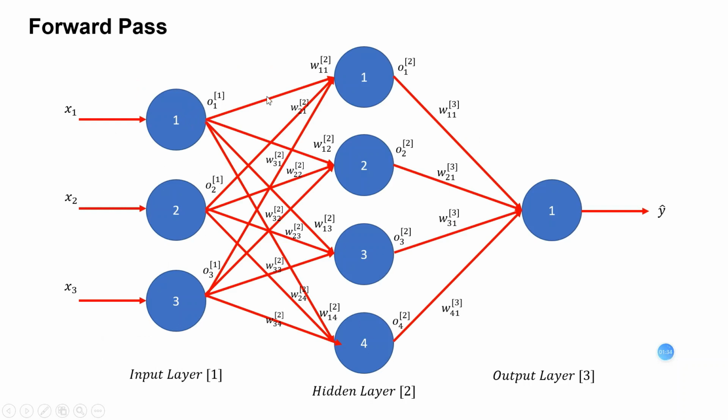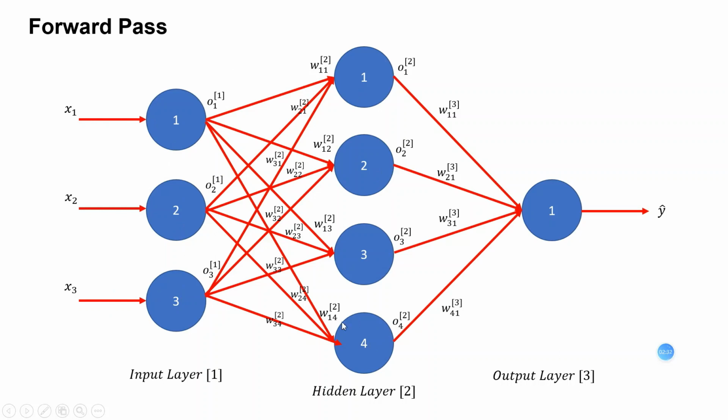Node 1 of the input layer goes to node 1 of the hidden layer, with output 1 and weight 1-1 of the hidden layer. Node 2 of the input layer goes to hidden layer node 1, with output 2 of the input layer and weight 2-1 of the hidden layer. X3 goes to hidden layer node 1 with output 3 of the input layer and weight 3-1 of the hidden layer. And we repeat this for X1, X2, X3 going to node 2, node 3, and node 4 of the hidden layer.